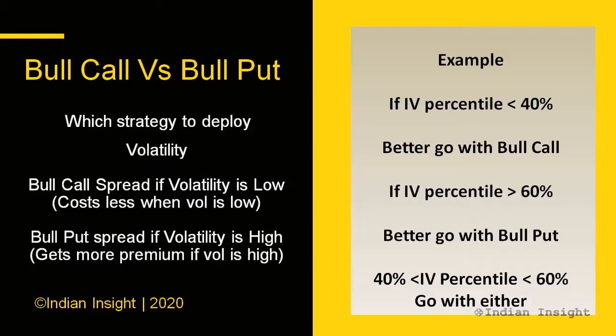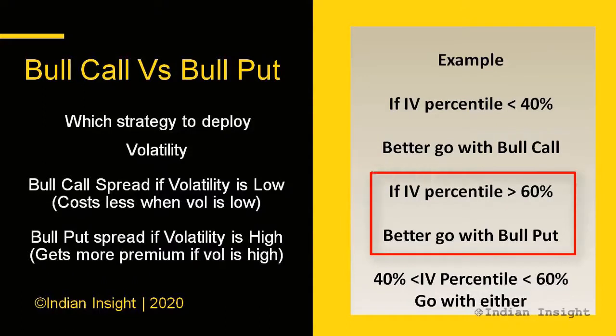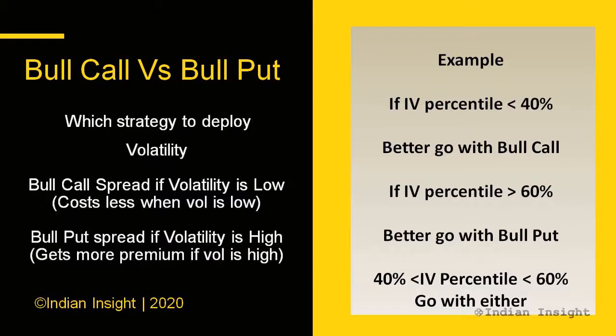So for example, if the IV percentile for the stock is less than 40%, then the volatility is low compared to the historical volatility, so it's better to go with a bull call spread. Similarly, if your IV percentile is greater than 60%, it means that the volatility is relatively high, so it's better to go with the bull put spread. I would suggest keeping volatility as a secondary factor and primarily choosing your strategy based on time to expiry, because theta decay is usually a more potent factor for short-term trading.